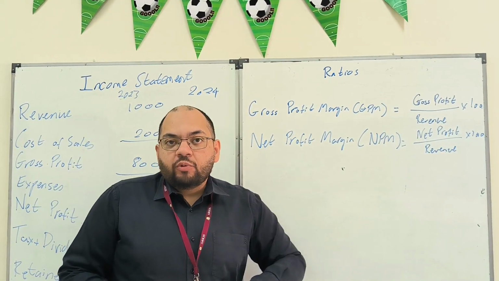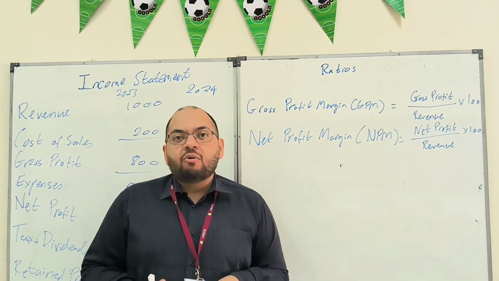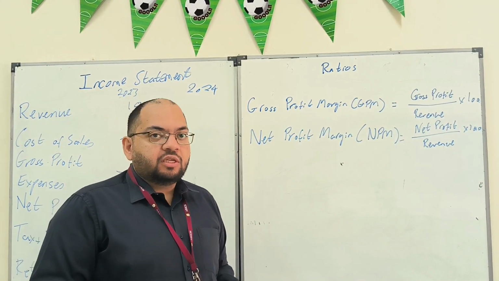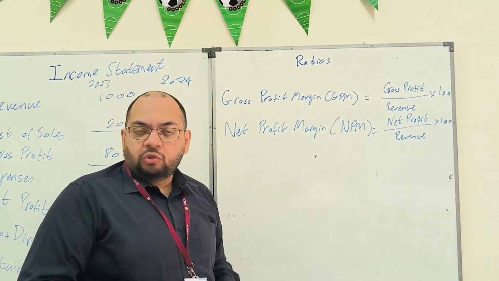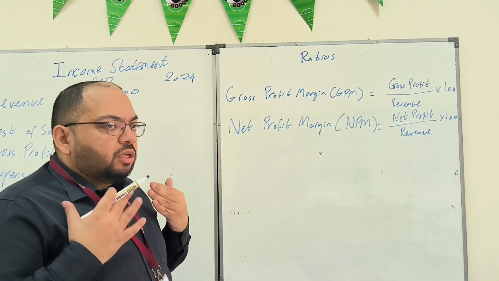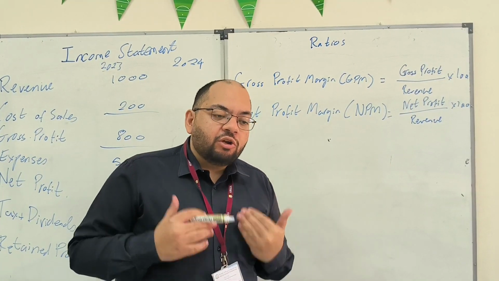So in the last video, we were looking at the income statement. Now we are going to look at how we can analyze the figures on the income statement. How do we analyze it? We use something called ratios. So let's look at some of the figures and let's analyze them and actually learn what they mean.